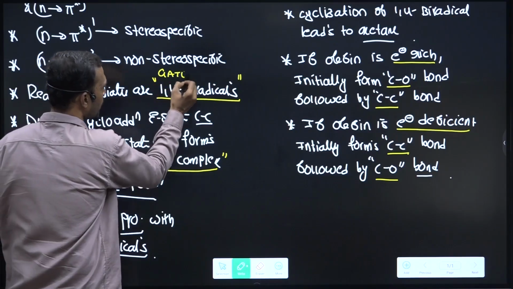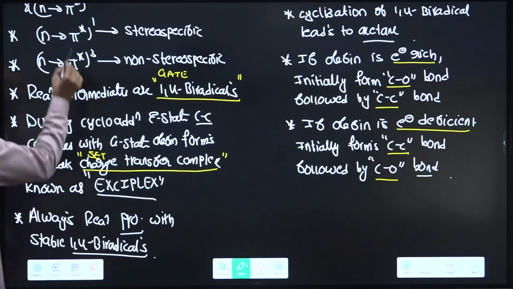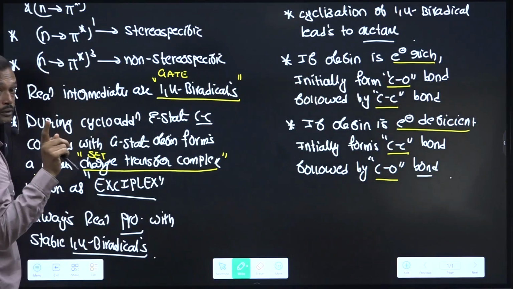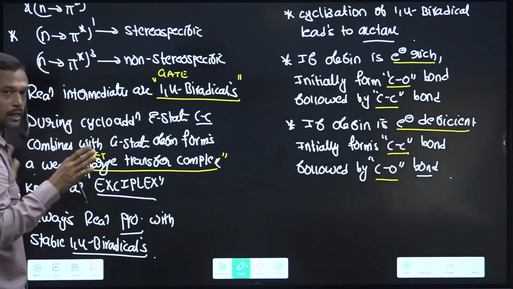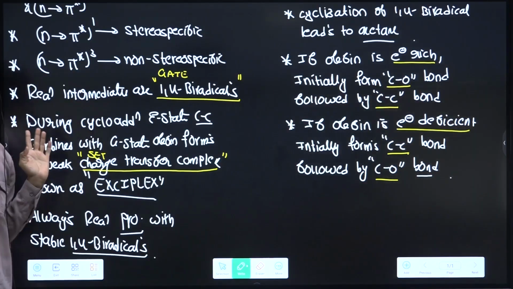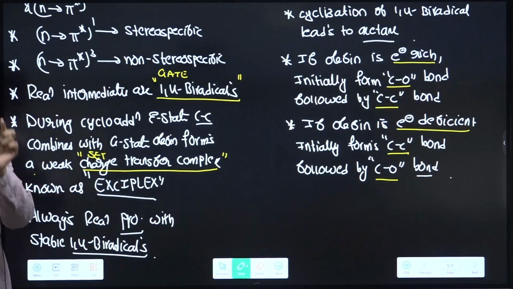In which reaction are 1,4 biradicals intermediates? 1,4 biradical intermediates in the PB reaction. The reaction excited state in the PB reaction is n-π* singlet as well as triplet. Both are possible, so be careful. Singlet gives the same reaction, triplet also the same reaction, but triplet carries multiple products and singlet carries only one product. Stereospecific means only one product.